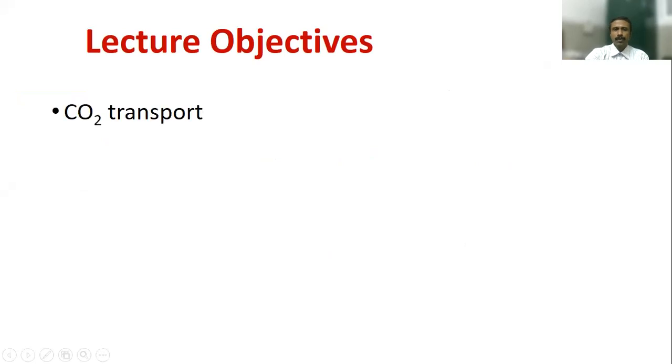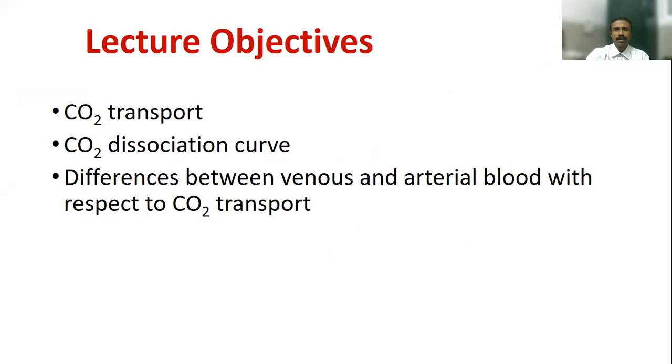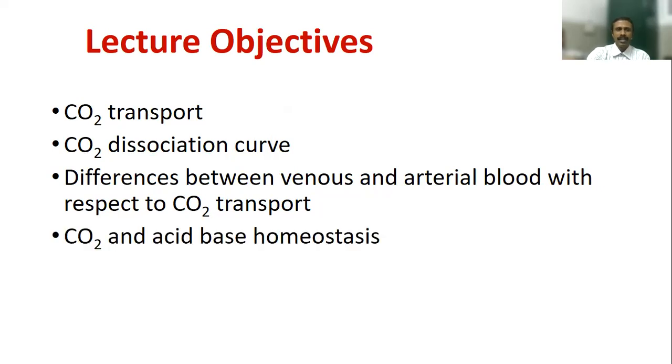The lecture objectives would be to find out how the carbon dioxide transport occurs within the body, to understand the carbon dioxide dissociation curve, the differences between venous and arterial blood with respect to carbon dioxide transport, and the influence of carbon dioxide on acid-base homeostasis.